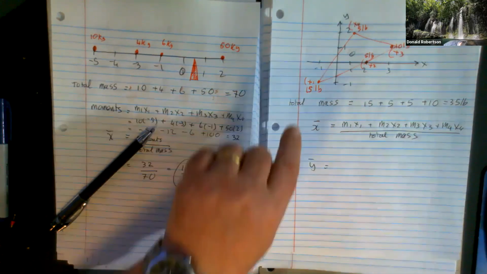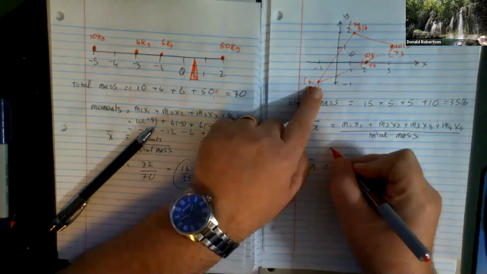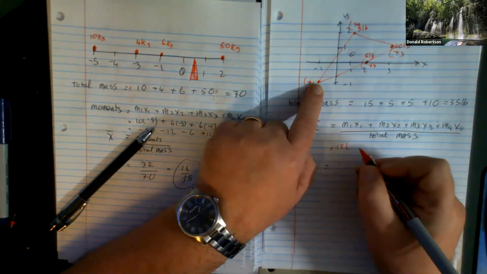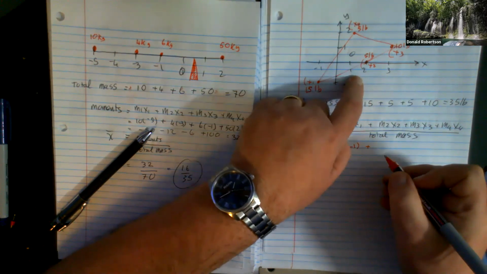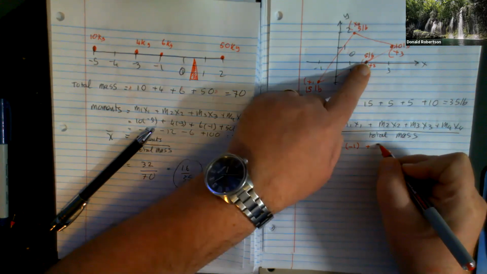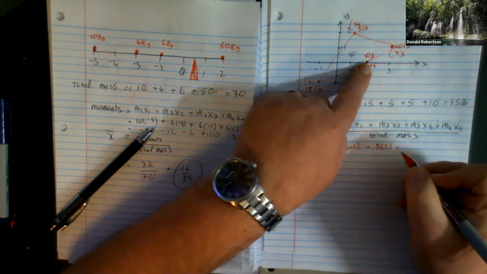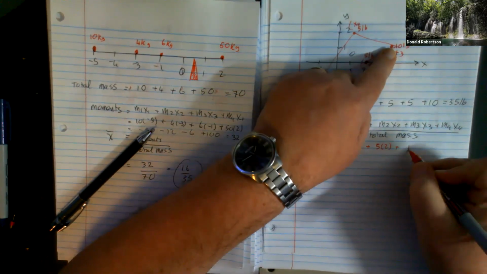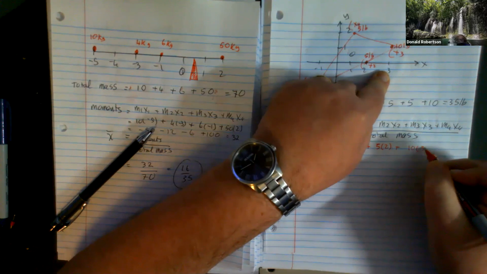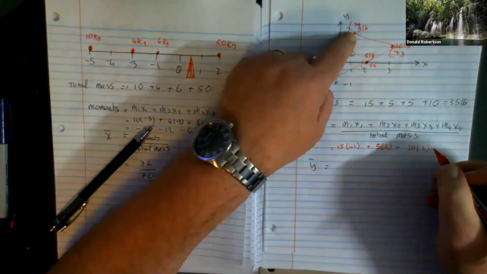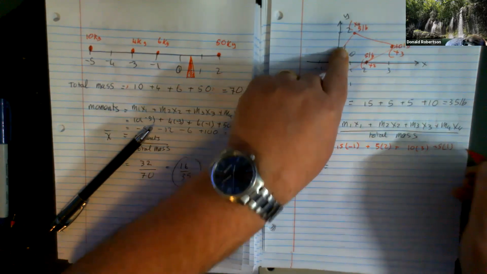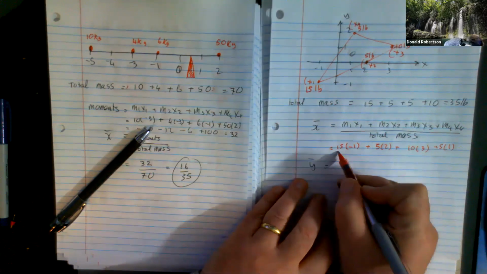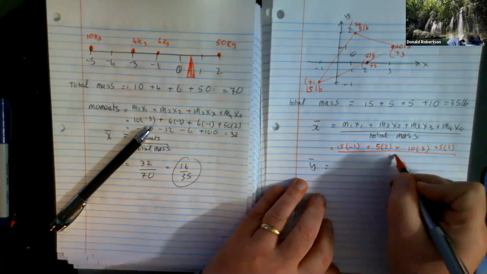Right, what's this one going to be? Well, it's going to be 15 times its x coordinate, which is -1. What's this one going to be? Well, its x coordinate is 2, and so it's 5 times 2. What's this one going to be? Its x coordinate is 3, so it's 10 times 3. And this last one that I put in as a kind of last minute is 5 pounds, and its x coordinate is 1. And that whole thing gets divided by 35.